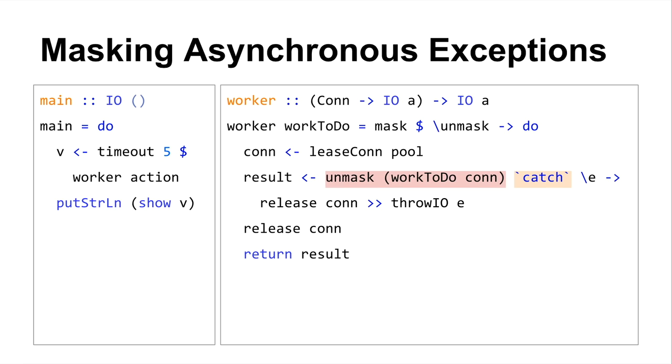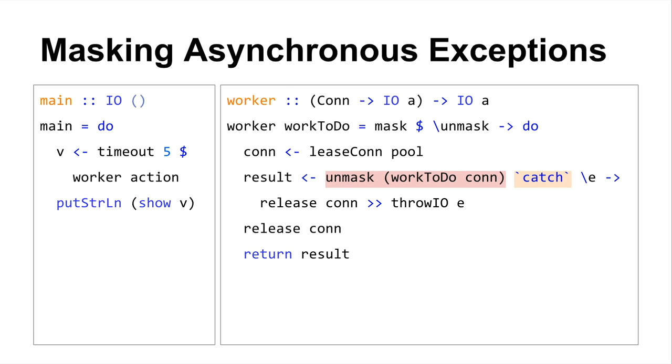Are you saying like if you were to raise a synchronous exception inside the body of mask, does mask catch it and then put it in here? I don't actually know. I'm not sure how that works. Does his question make sense? Yeah, I don't know. If a synchronous exception is raised in work to do, I would expect that to also be caught though. Yeah, I would as well.